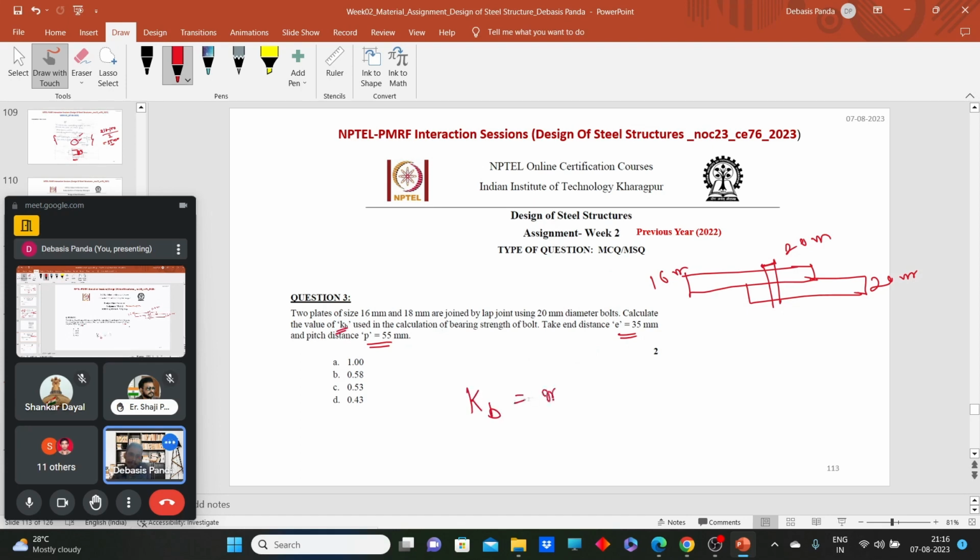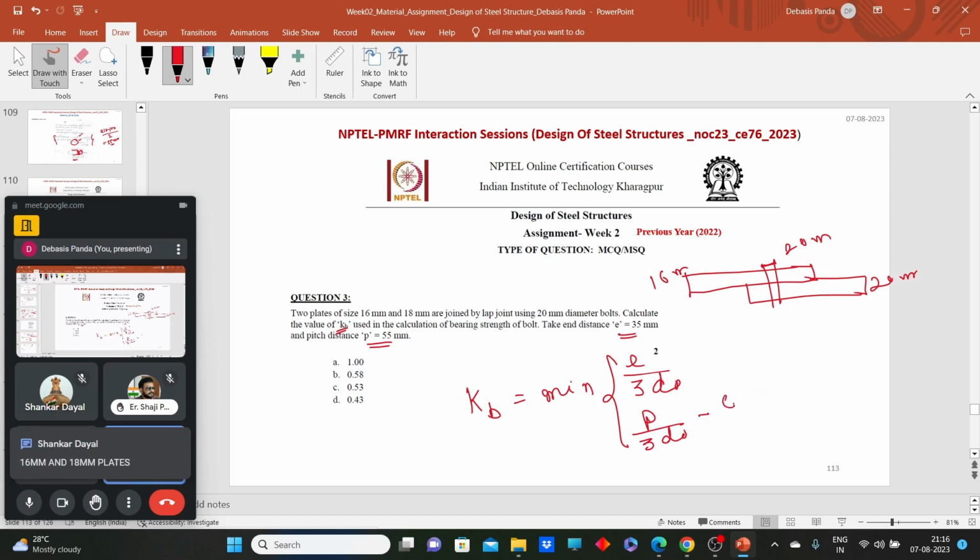KB should be equal to the minimum of E by 3 D naught, P by 3 D naught minus 0.25, FUB by FU, and 1. Sorry, 16 and 18 mm plates are there. Okay, no problem.